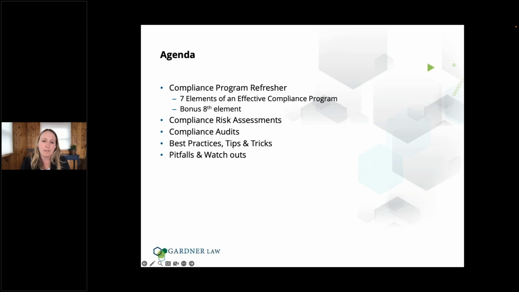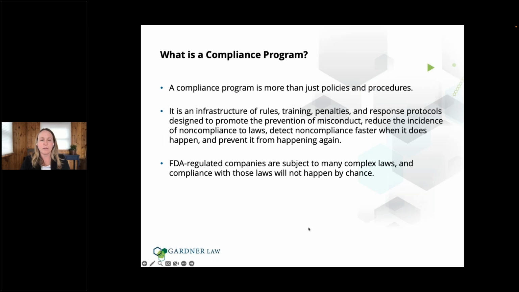All right. As I mentioned, anytime I'm talking about compliance topics, I always like to start out with the basics. So what is a compliance program? A compliance program is hard to define. I don't have a great definition, but this is one of my favorites. It's more than just policies and procedures.